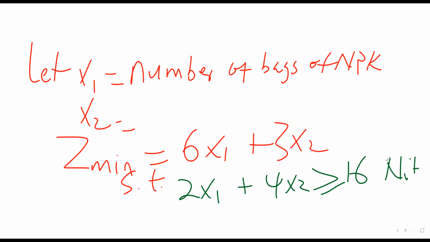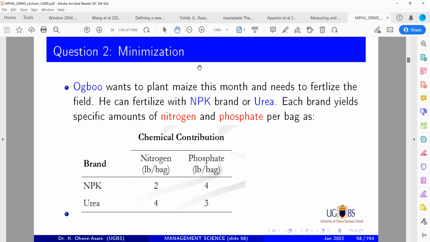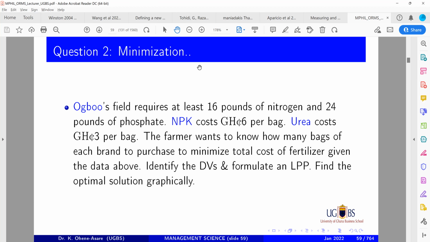And I remember, the more you have of the 16, the better. So it means that you need a minimum of 16 nitrogen, so you can have as many as possible. Now, regarding the phosphate, you need 4 bags of phosphate to produce the NPK, 3 bags to produce the urea, and then you need no less than 24 pounds of the phosphate.